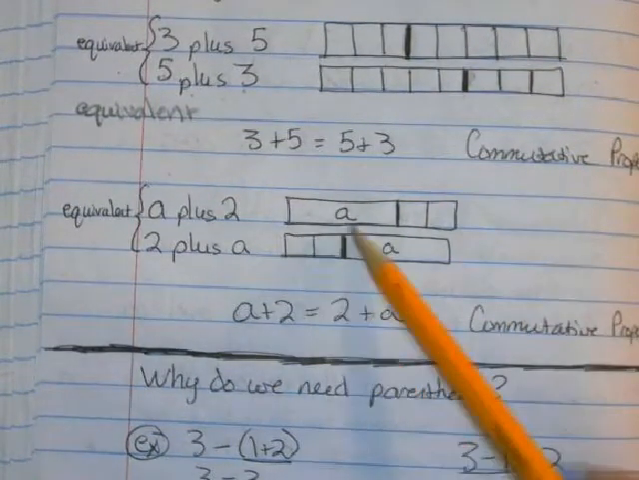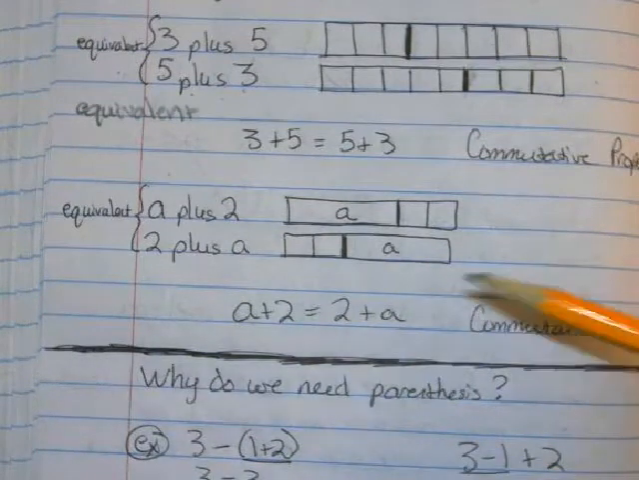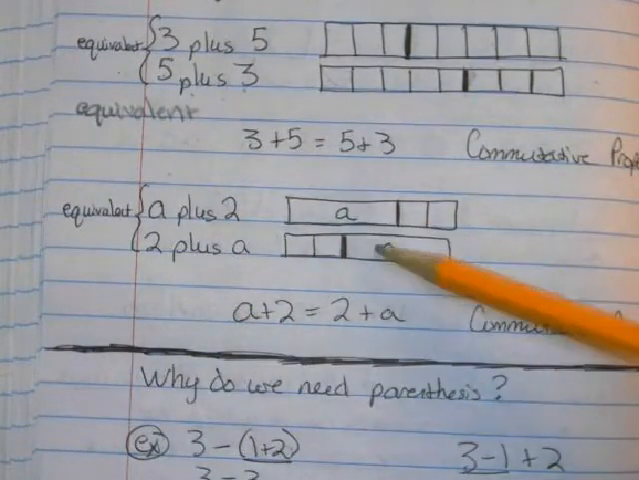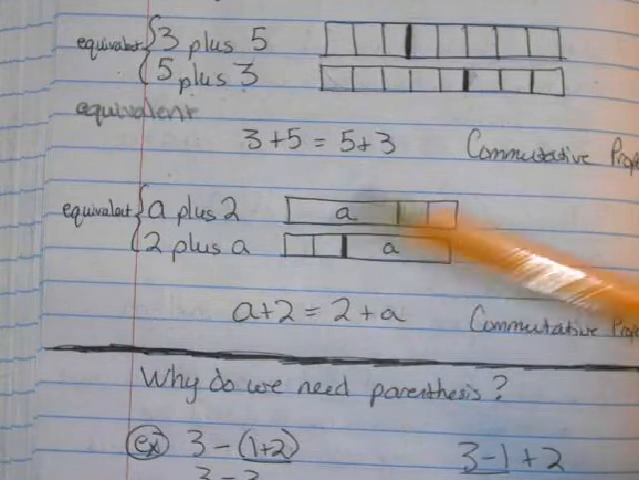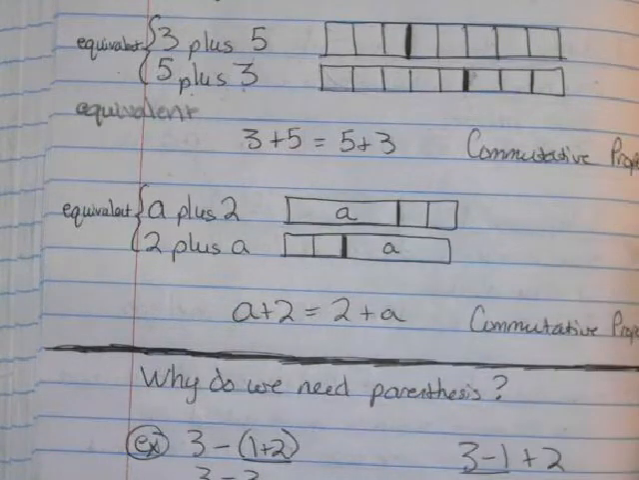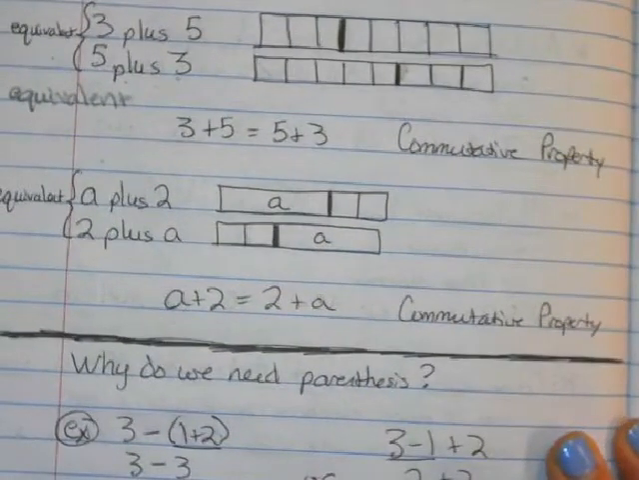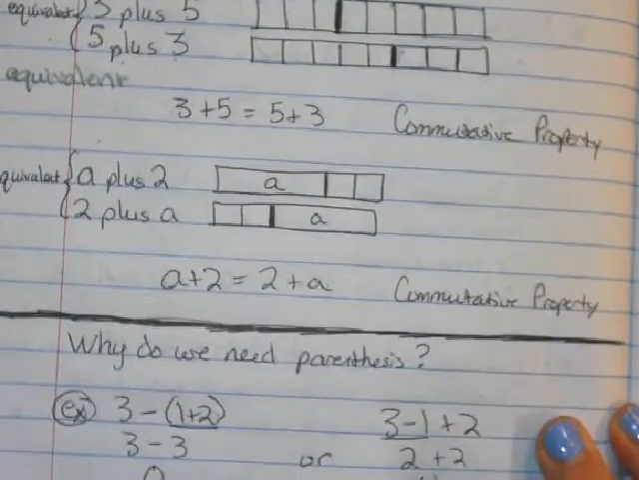Or we could have 2 plus a number, which can be any letter. I picked A, but it could be an N, M, Y, X, whatever letter you wanted. And then down here, I wrote that out again: A plus 2 equals 2 plus A, and that's the commutative property.